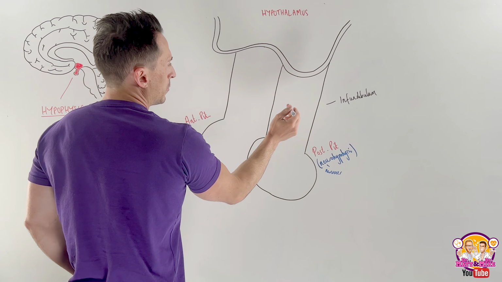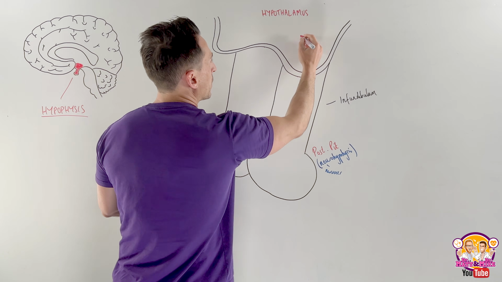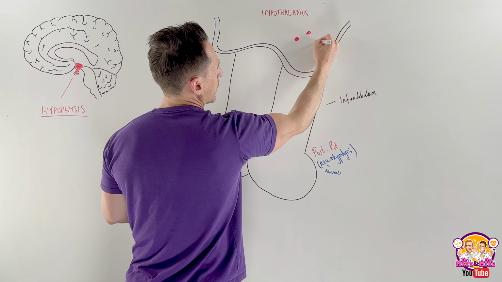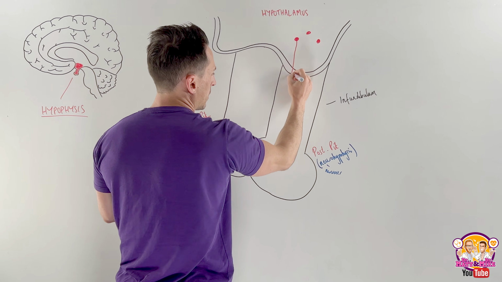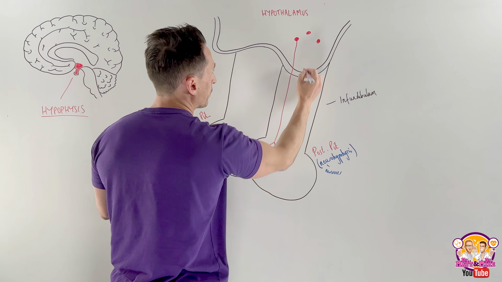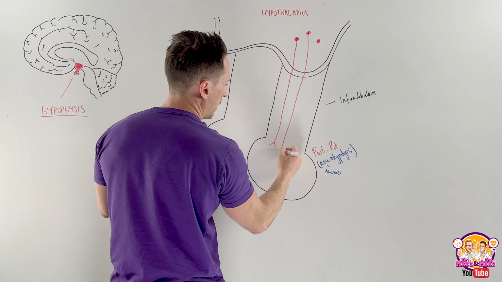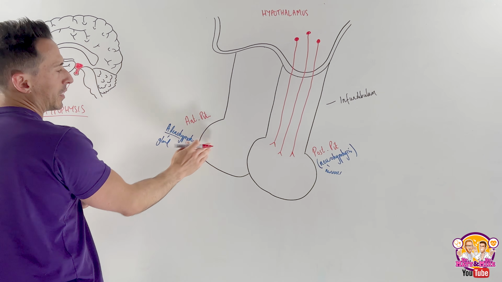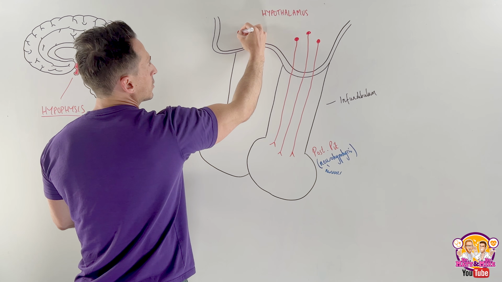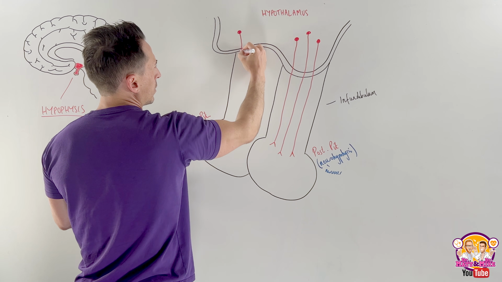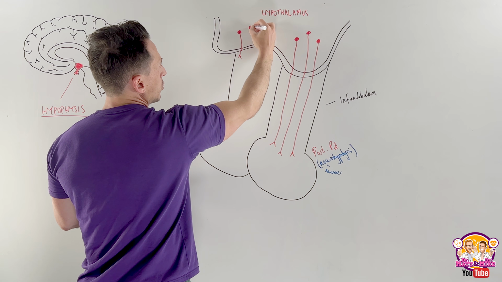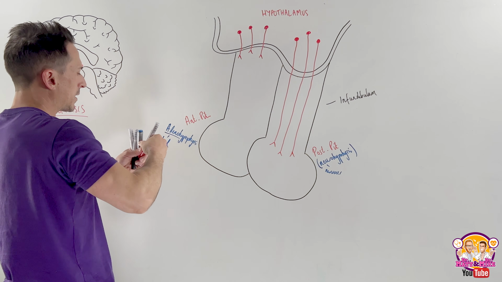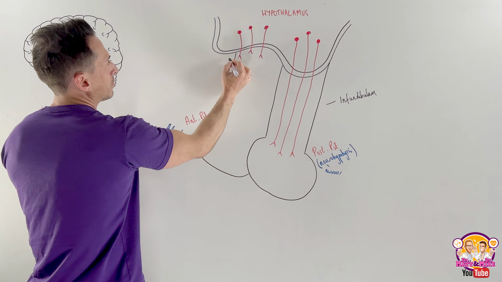How does the hypothalamus communicate firstly with the posterior pituitary? The hypothalamus will have neurons in particular nuclei, and these neurons will project to the posterior pituitary. So here we've got these neurons projecting down to the posterior pituitary. If we have a look at the anterior, the hypothalamus again has neurons, because it's nervous tissue, that will project into an area called the median eminence.